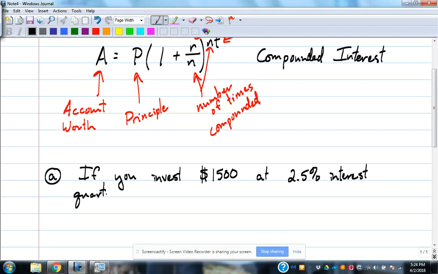Quarterly for 4 years. How much is the account?